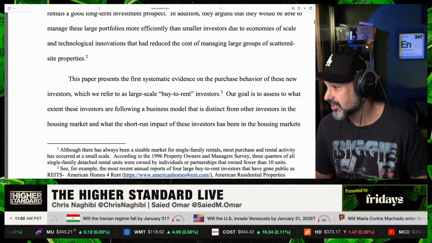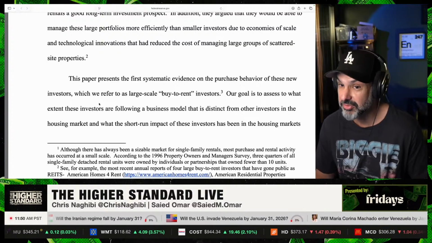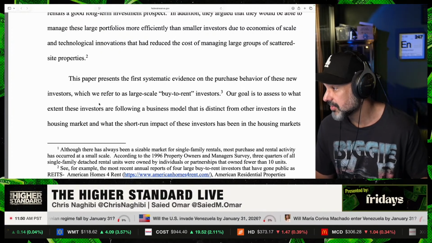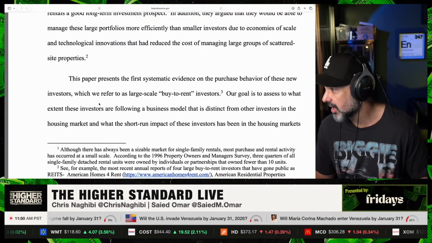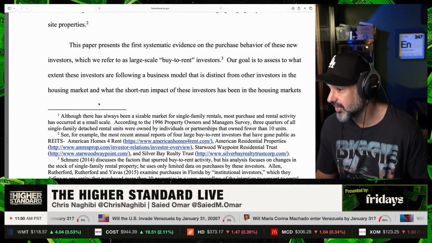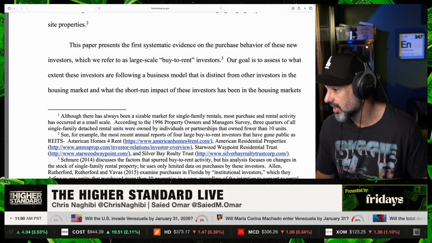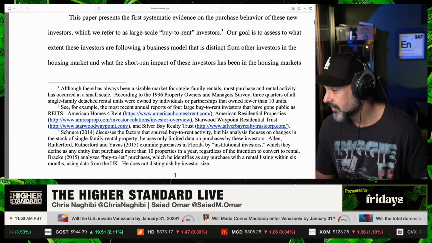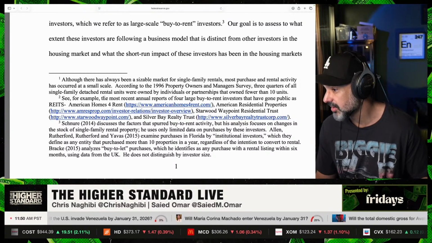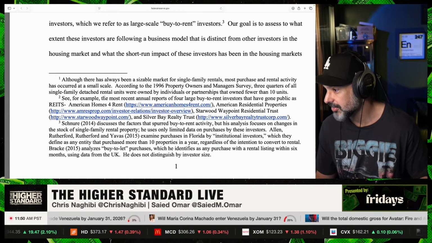This paper presents the first systematic evidence of the purchase behavior of these new investors. This is, again, 2015, which we refer to as large-scale buy-to-rent investors. Our goal is to assess to what extent these investors are following a business model that is distinct from other investors in the housing market, and what the short-run impact of these investors has been in the housing market. It's sensational. Thank you, Matt. We talked about America Homes for Rent, which is a big buyer in the market, impacted recently. Starwood, big one. American Residential Properties, fantastic.